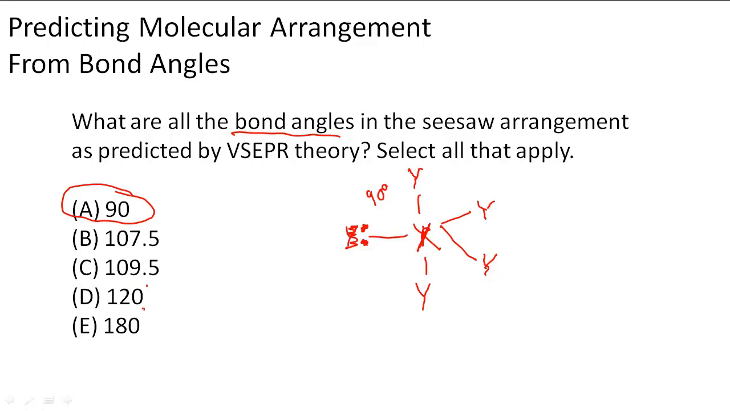So then there's a 120, but there's also 180, but there's also 120 degree angles. So A, D, and E are all possible bond angles for a seesaw arrangement.